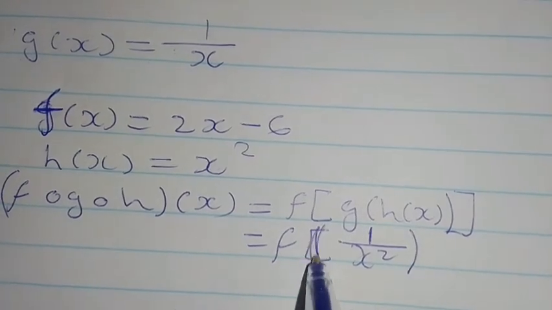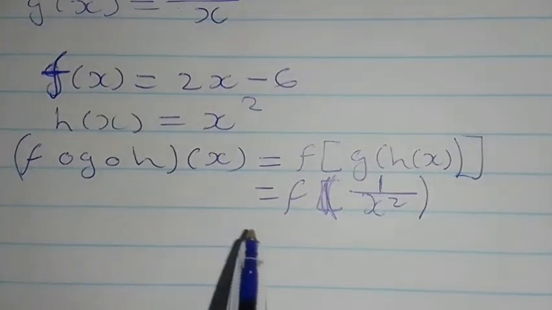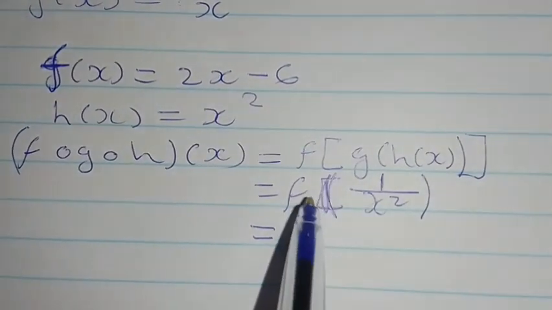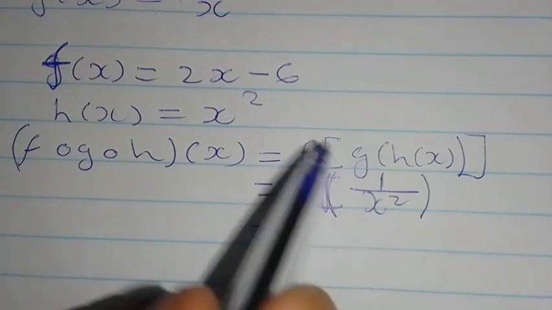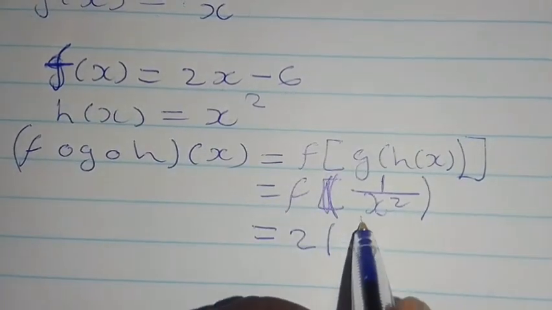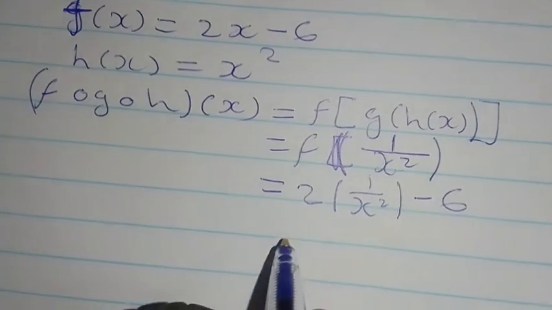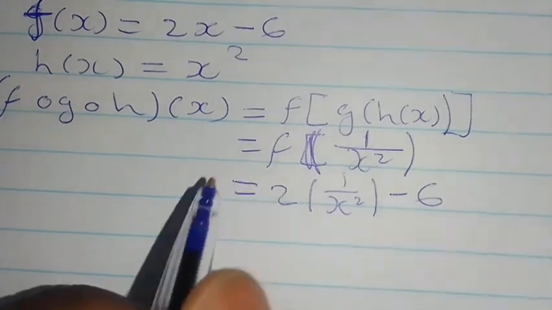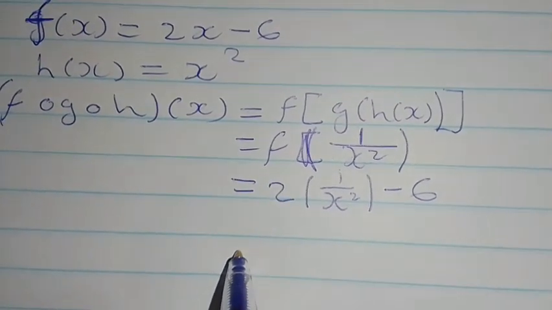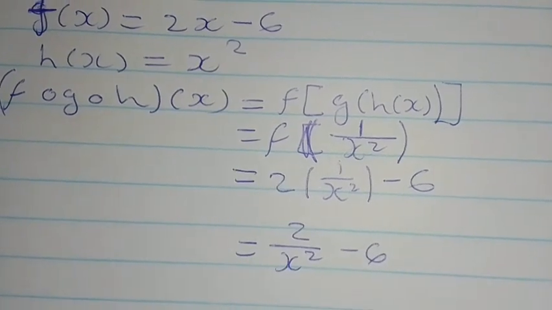So then we can put the small brackets around them. Then you have f at 1 over x squared. This means that where there's x in f, you put 1 over x squared. So we'll have 2, where there's x, we plug in 1 over x squared, then minus 6 from there. That's basically how you can work it out. You can simplify if you want to, then you'll have 2 over x squared minus 6.